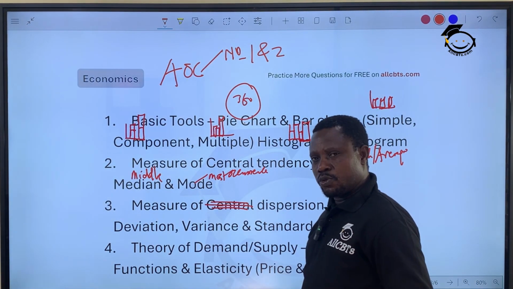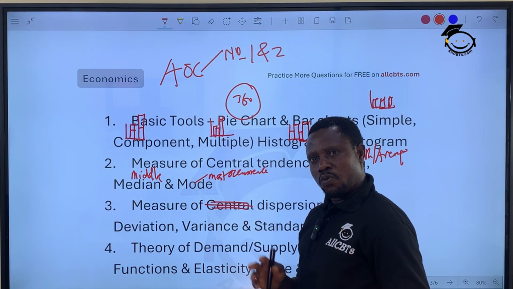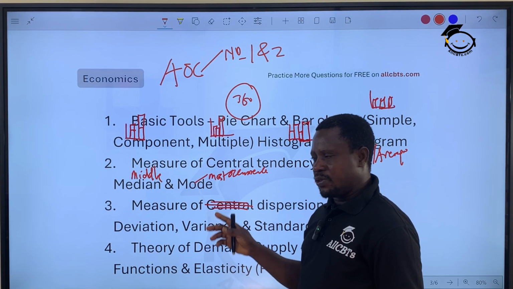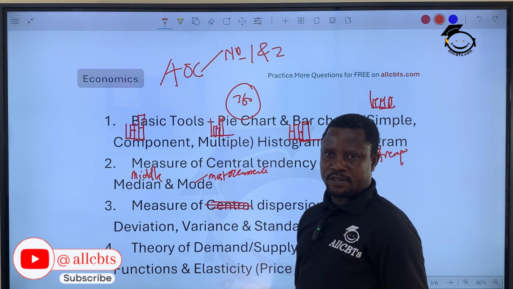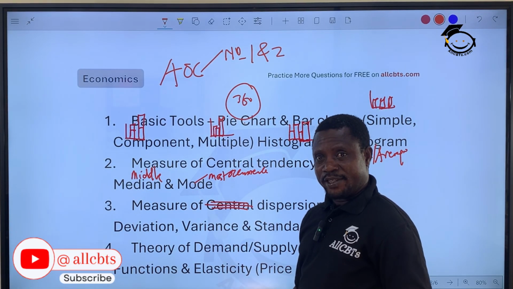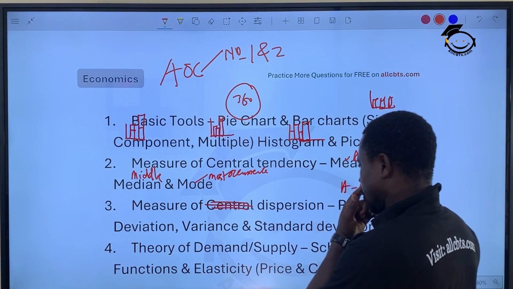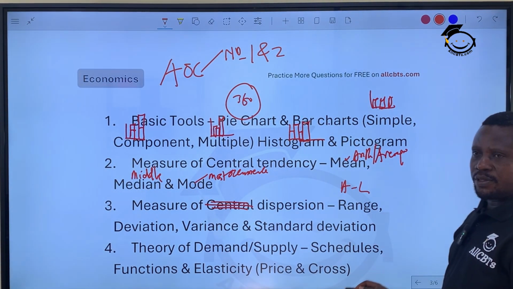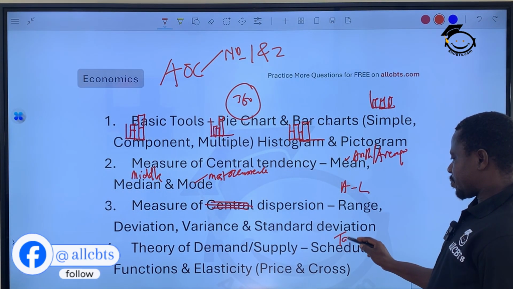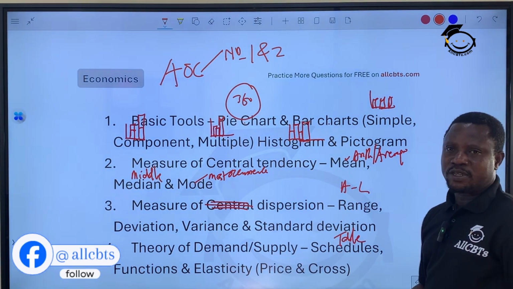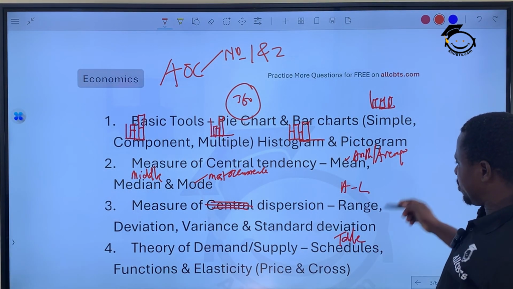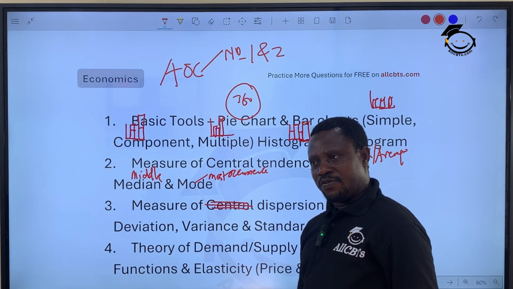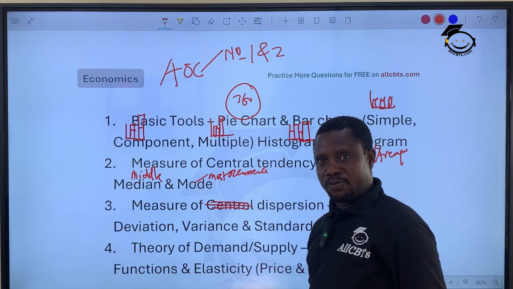This is the area I want you to develop yourself, because whether you like it or not, one or two of your questions, 1 and 2, come from this place. So, theory of demand. In theory of demand, we're talking about the schedules. The schedules are the table. You can't discuss demand without talking about a table. You are always given a table, and from that table, you can draw a curve, you can draw a graph, you can do whatever you want to do.